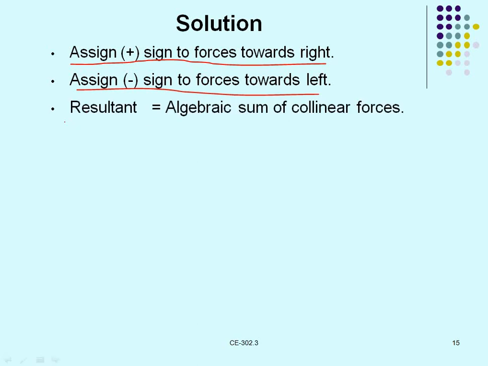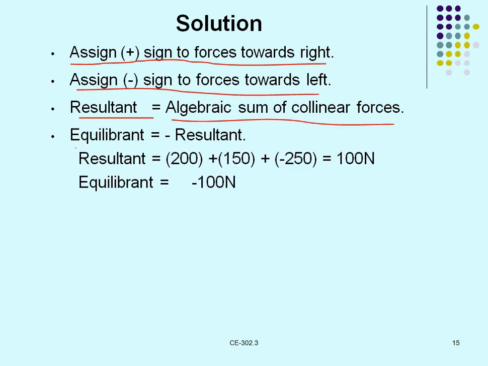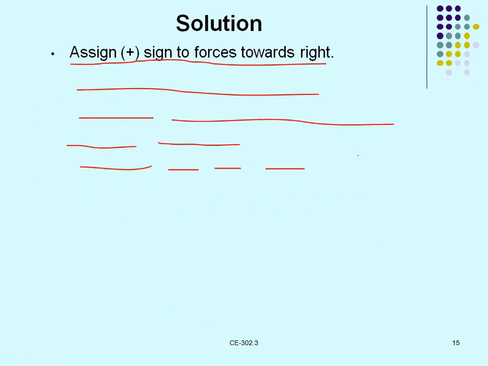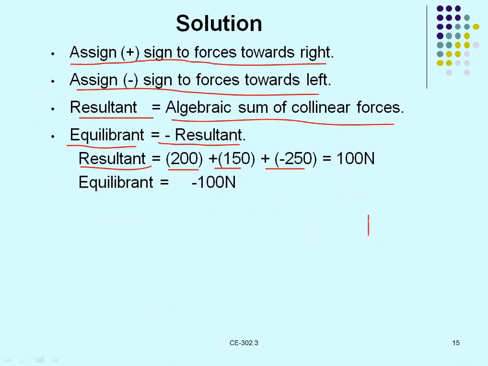Next, the resultant is equal to the algebraic sum of collinear forces. That means equilibrium is equal to minus resultant. That is, resultant is equal to 200 plus 150 minus 250. So how is the diagram? We can draw the diagram here. So this is the diagram.